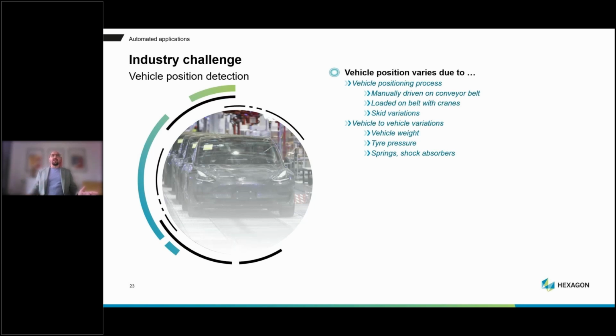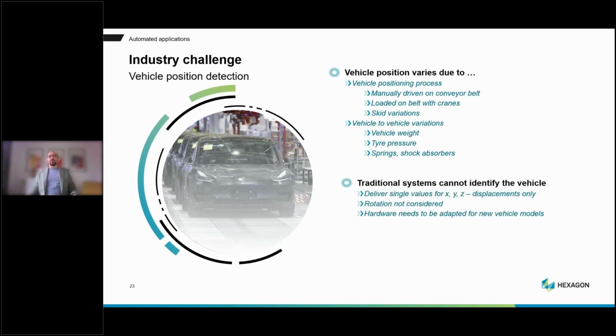Also, vehicle-to-vehicle variations exist. What does this mean? There are differences in wheel and tire combinations, tire pressures, springs, shock absorbers. Do I have an air ride? Are the springs already settled? What's the tire pressure? So this will all influence our vehicle position.